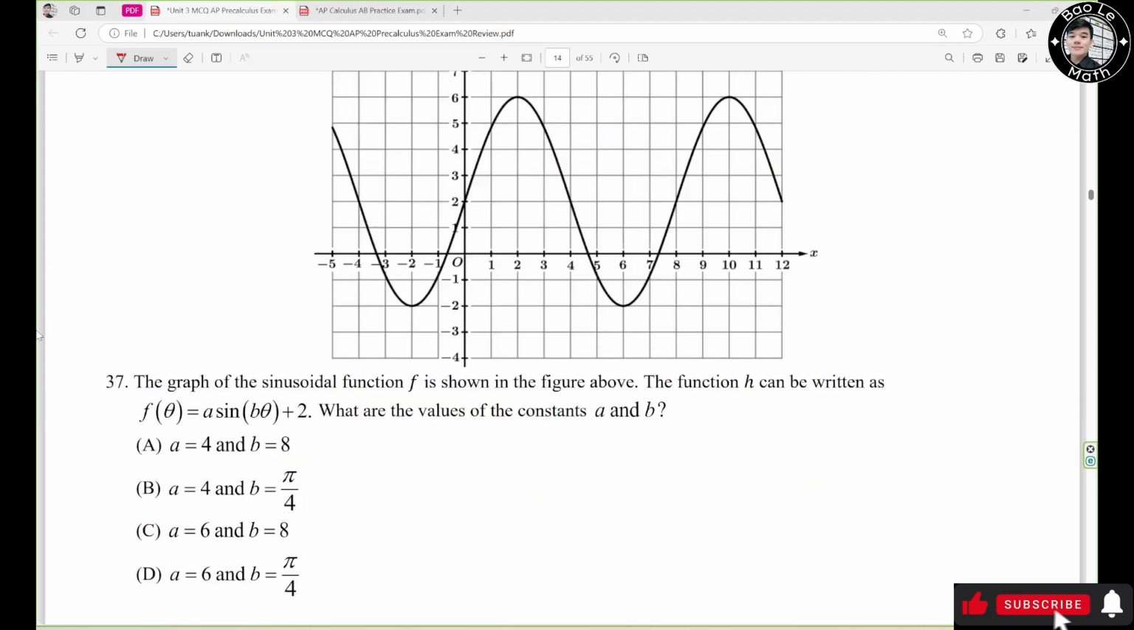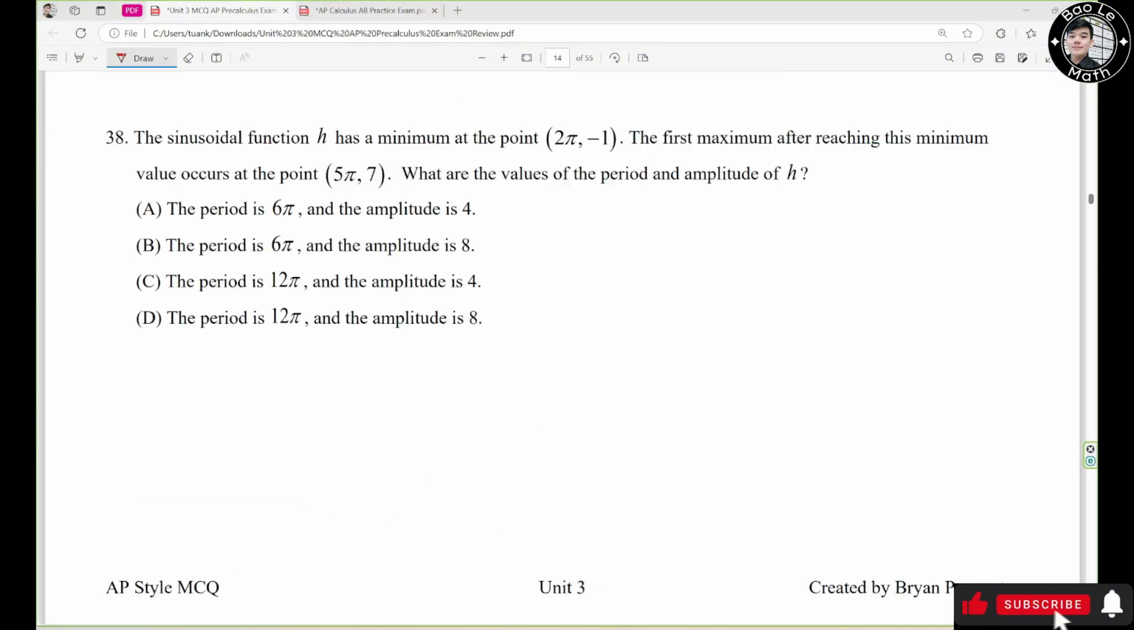Now, question number 37, very simple. I'm going to leave this one for you to practice. The answer is B. Now, let's move on to question 38.